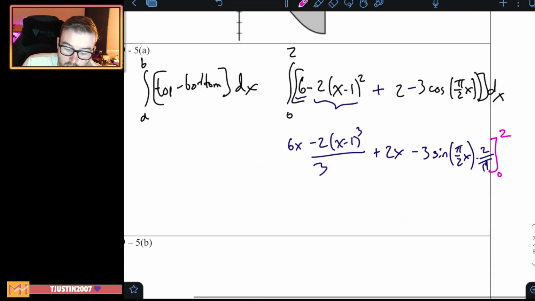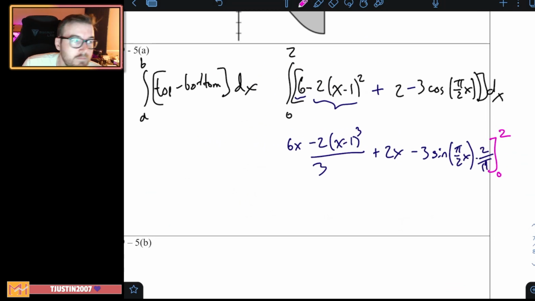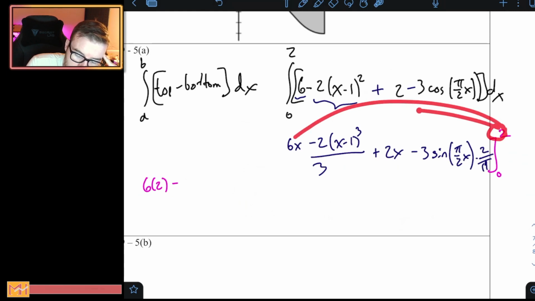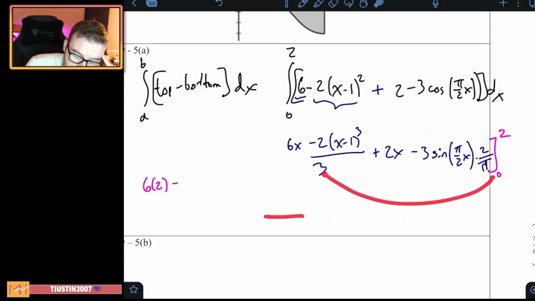And honestly, you could try to do some math in your head, right? Like 6 times 2 here in a second is not that bad. But to be honest, you know what needs to be done. You're going to plug this in to x, minus, and you're going to plug this in to x, right?